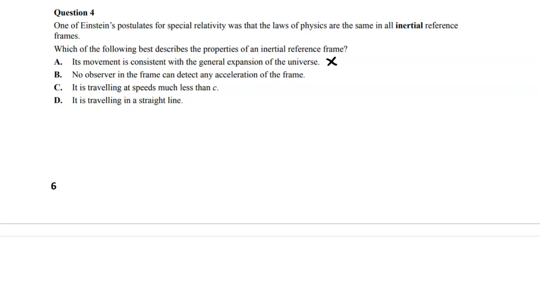An inertial reference frame is one that is traveling at constant velocity, so I'm thinking that this might be the right answer. So let's double check the other ones. C, it is traveling at speeds much less than c. No, we can have an inertial reference frame traveling at 0.999 c, so long as it's traveling at constant velocity. Not true. And D, it's traveling in a straight line. This is almost the right answer. If we were traveling in a straight line at a constant velocity, that would be fine, but they haven't specified that. So yep, B is our best answer here.